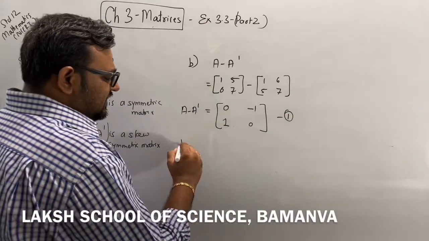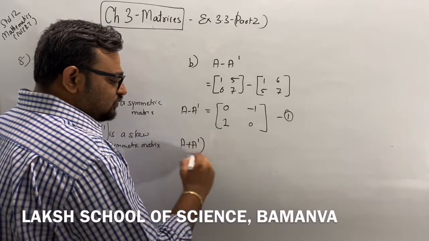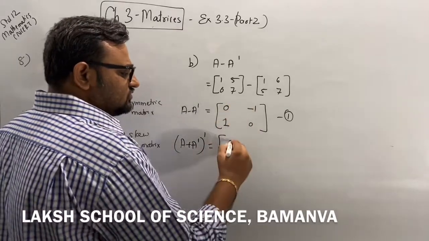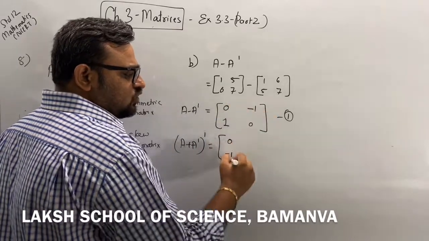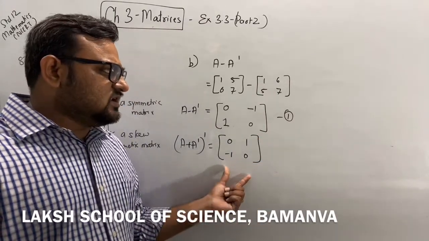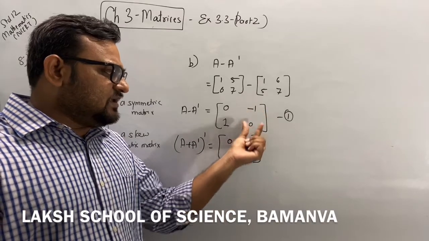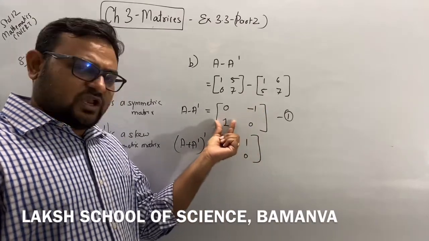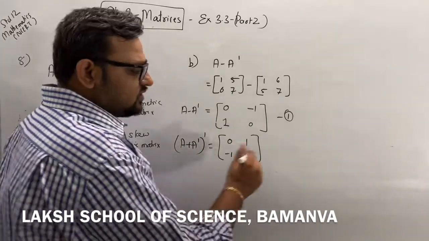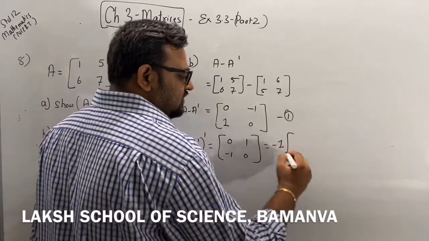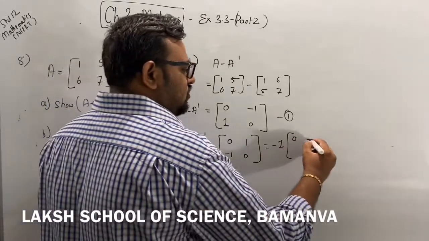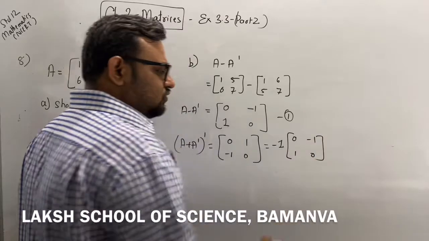Now let's take A plus A transpose whole transpose. Change it to 0 minus 1. We have changed this row to column 1 0, right? So the only difference here is minus 1. If I multiply by minus 1, it's plus 1. So minus 1 multiplied outside and multiplied inside. So minus 1 into minus 1 is plus 1. 0, minus 1, 1, 0.